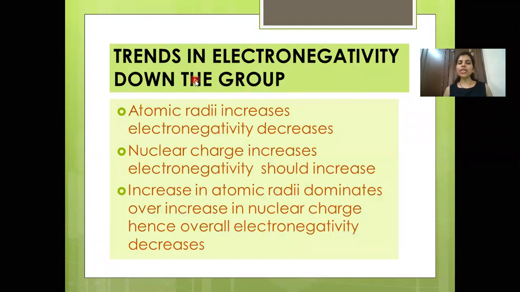Trends in electronegativity down the group. Atomic radii increases, electronegativity decreases. Nuclear charge increases, electronegativity should increase, but the increase in atomic radii dominates over the increase in nuclear charge, and hence overall electronegativity decreases. So children, I hope all these trends are very clear to you. This is important in this chapter for you to understand the trends: IP, metallic character, non-metallic character, electronegativity, electron affinity, and the examples. So please read the textbook, and if you have any difficulty, get back to me.